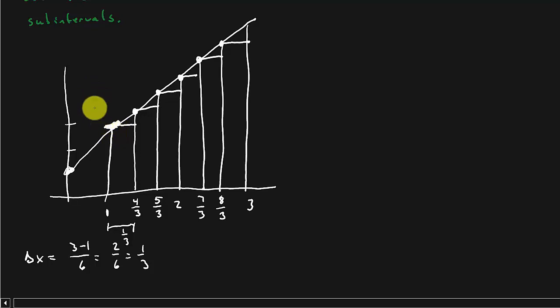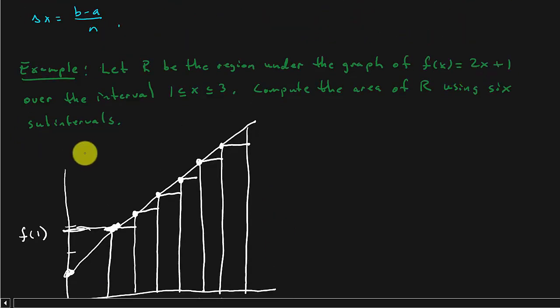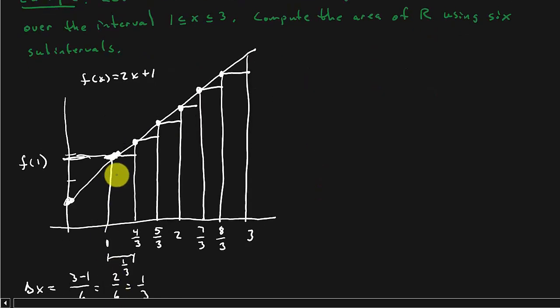Well, this height here, if we pull that over to the y-axis, that height would just be f of 1. We would take the 1 here, plug it into our function. Our function is f of x equals 2x plus 1. So if we take the 1 and plug it in, that's going to give us a height of 3. And so the area of this rectangle would be 1/3 times 3. Okay?